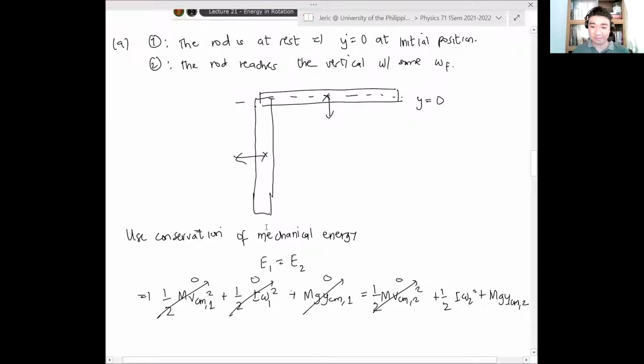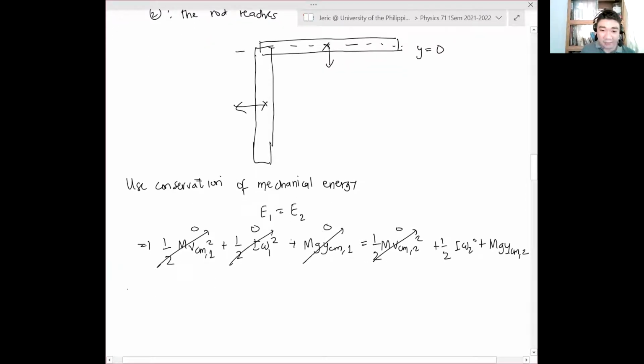Okay? So yon. Now, simplifying our expressions, you have 0 equals what? Let's say the final angular velocity is omega f. So we have 1/2 I omega f squared plus M g times what is the height now of the center of mass at the final position? Ano ngayon yan? Ano ngayon yan?